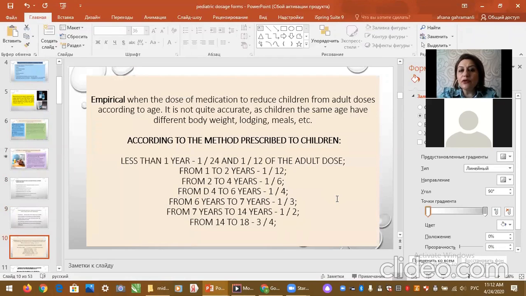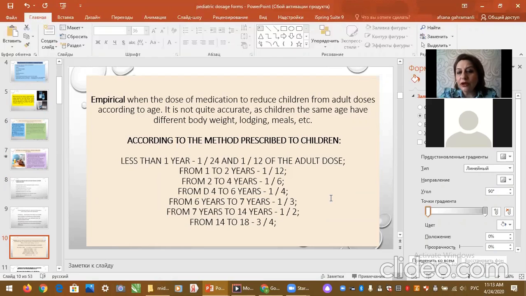Empirical, when the dose of medication for children is reduced from adult doses according to age. It is not quite accurate, as children of the same age have different body weight, lodging, meals, etc. According to the method, children less than 1 year are prescribed from 1 to 24 months, and from 1 to 12 months of the adult dose.